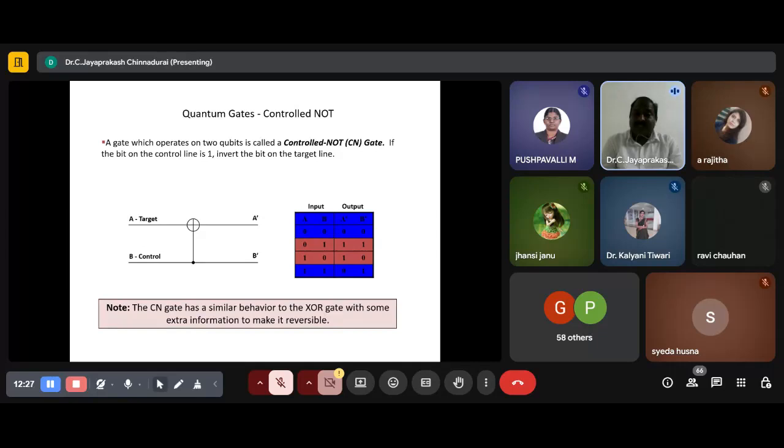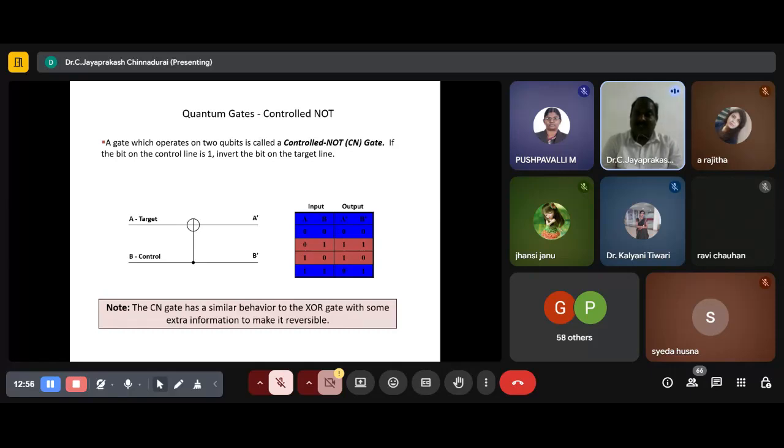So I already told that if the control value is 1, it will invert the bit on the target line. So the A value will be inverted, so we can get the output A dash as 1. So we get the value 1, 1. And if you go for the third one, A value is 1, but B value is 0 only. B value is 0 means there is no invert bit. So again, the input value is 1, the output also remains the same, 1, 0.